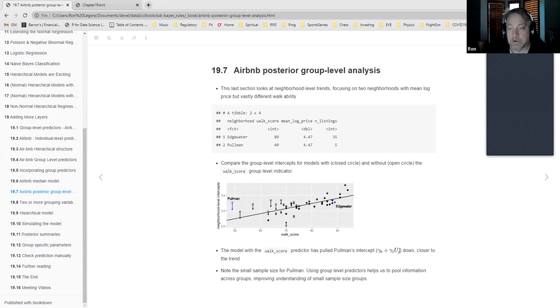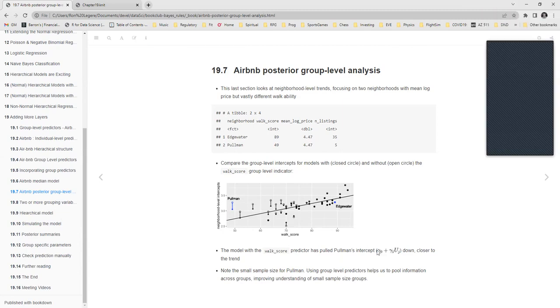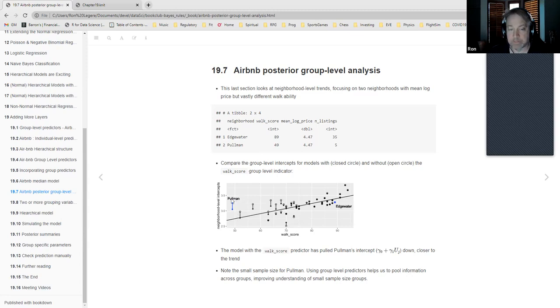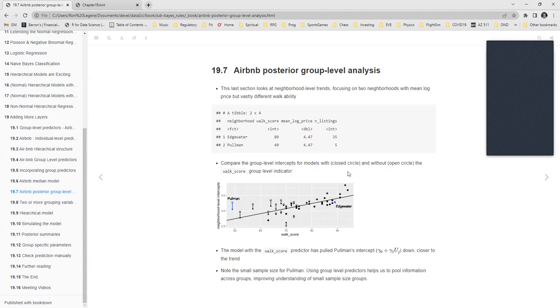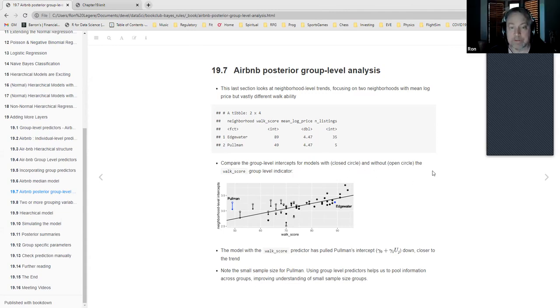And just to be clear, this Pullman intercept includes this group level regression coefficient in it, but still the overall group level intercepts move down toward the trend line. So what we think of as the baseline prices in that neighborhood has now been pulled down because we have so few data. We were thinking the baseline was higher, but we don't actually have that much data. We should pull that baseline down to reflect the fact that walkability should have a bigger effect on it. Or I should say the lack of walkability in this case, right?